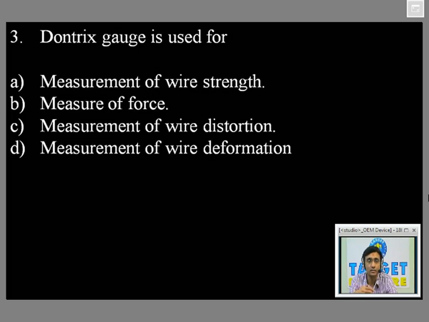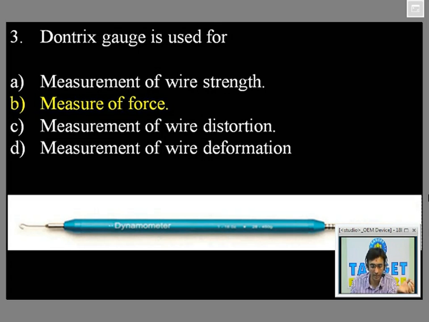Hence, always you have to use a certain gauge to measure the force and then put these active components onto the passive components. For measuring that force, a very common instrument in orthodontics is the Dontrix gauge. So Dontrix gauge is used for measuring force. It is something like this. This end has a hook which can be used.